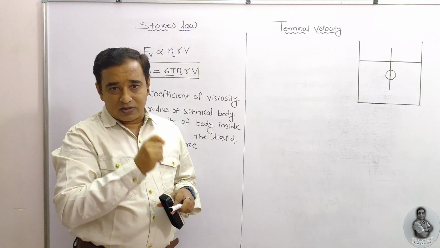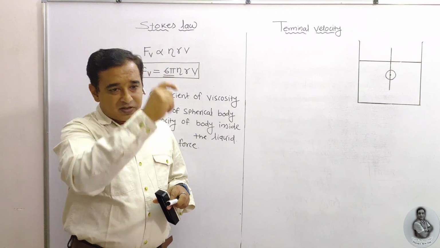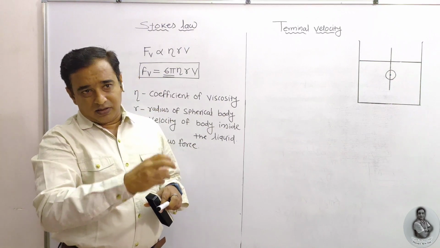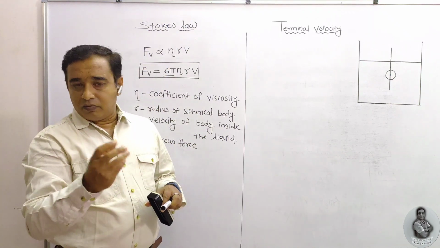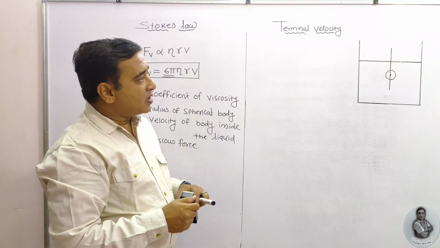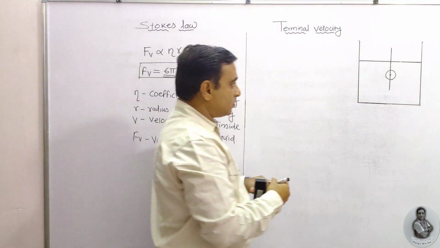Terminal velocity is the velocity with which the body passes through the liquid and reaches the bottom. That velocity, when it is passing through, we can term as the terminal velocity. So on which factors it depends, that we are going to know.